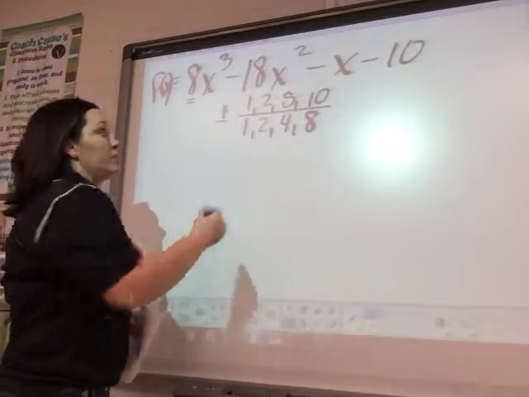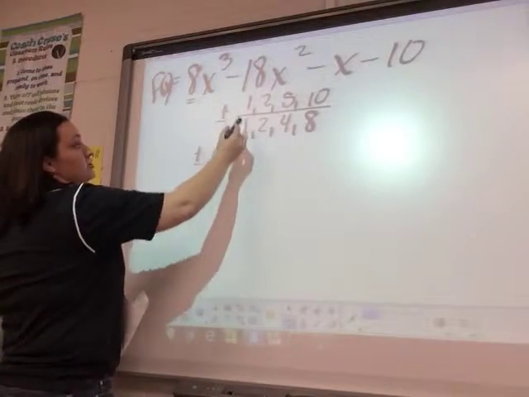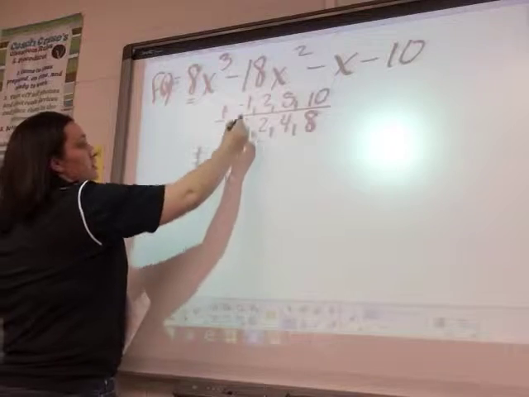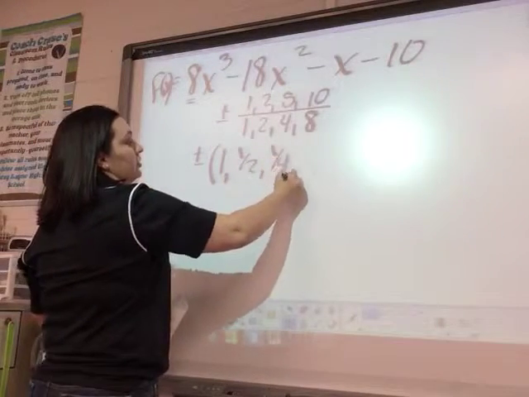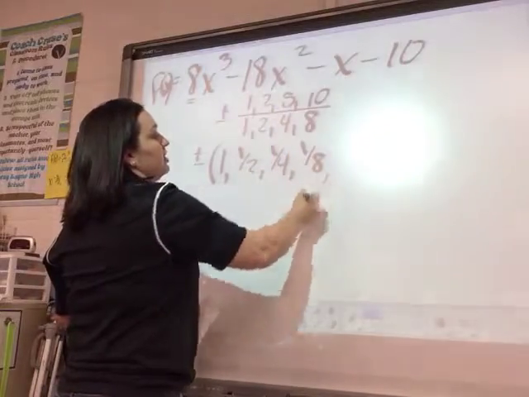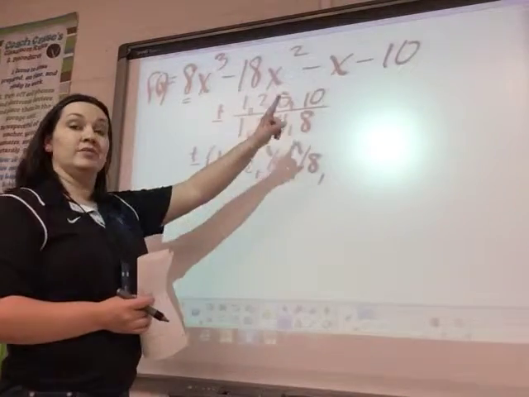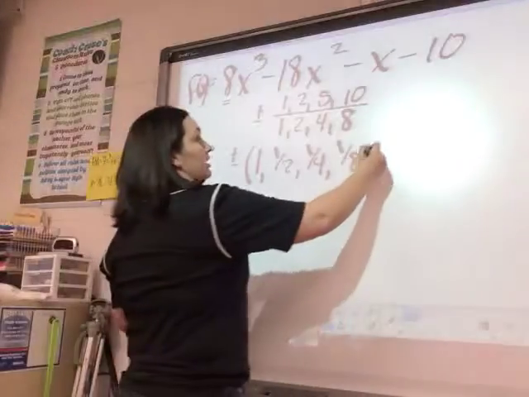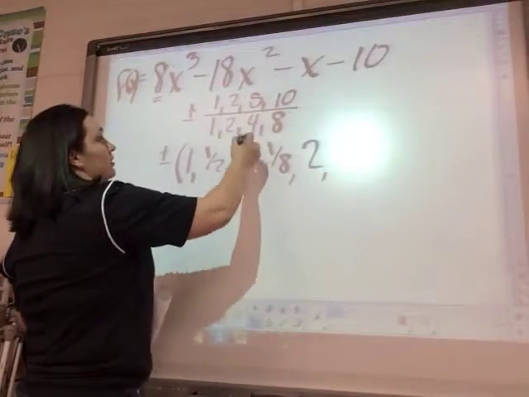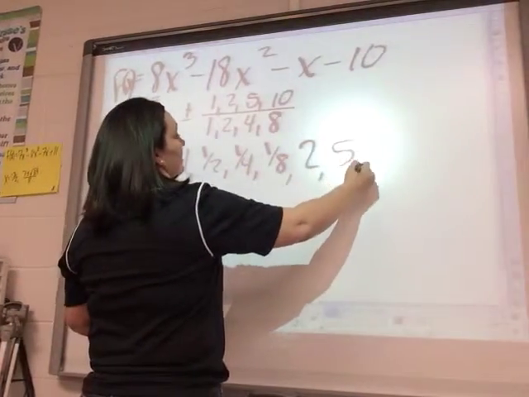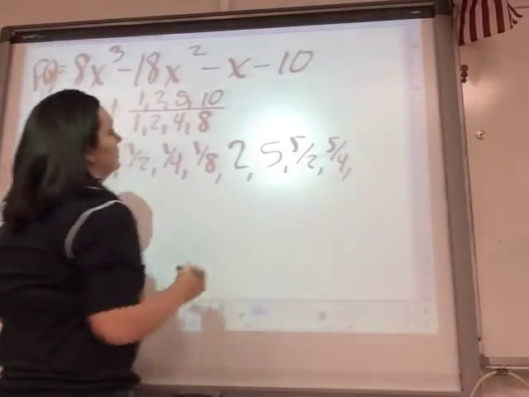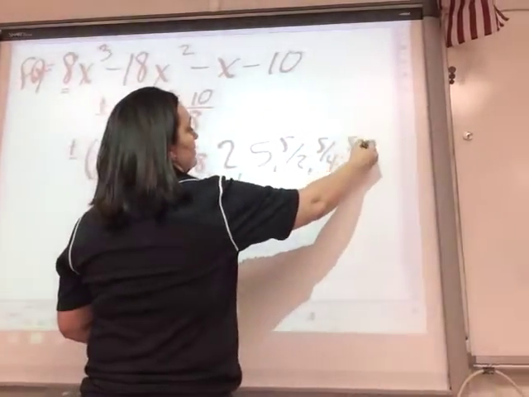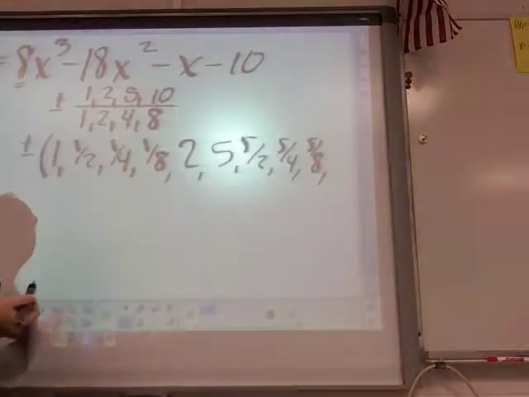Use this to develop a list. It's just division. 1 divided by 1 is 1. 1 divided by 2 is 1/2. 1 divided by 4 is 1/4. 1 divided by 8 is 1/8. Do the exact same thing with your 2, 5, and 10, but don't repeat any values. So you're going to get 2. You're going to get 5, 5 halves, 5 fourths, 5 eighths. Go with your 10, you're going to get 10.